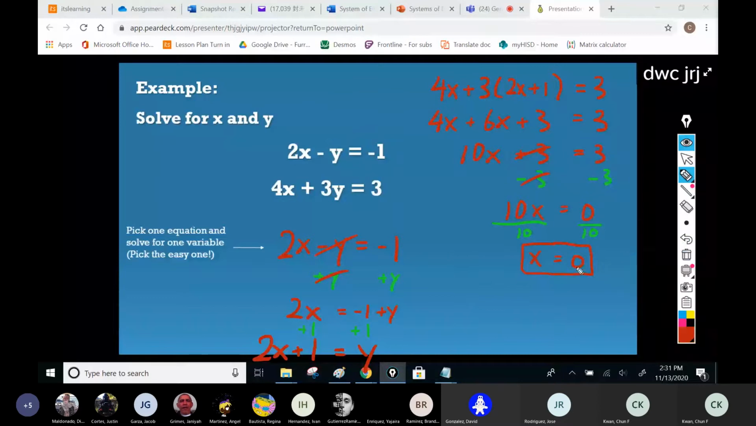So that means I'm going to have 2 times 0 minus y equals -1. And then 2 times 0 is 0, minus y equals -1. So when something is 0, just forget about it. You don't have to write it. You may as well erase it. So -y equals -1.